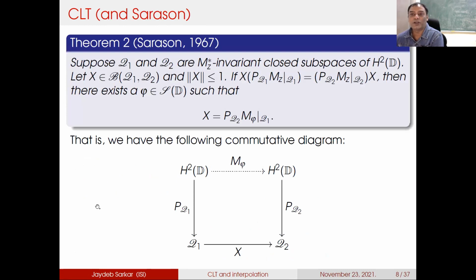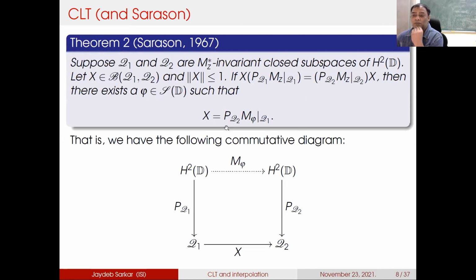And here is the commutant lifting theorem. Suppose Q1 and Q2 are M_z star invariant closed subspaces of the Hardy space, and suppose X is a bounded linear operator from Q1 to Q2 that is a contraction. Assume X intertwines the compression of M_z here and the compression of M_z here. If that happens, then there exists a Schur function phi such that X is the compression of M_phi, restricted to Q1 and projected back onto Q2.